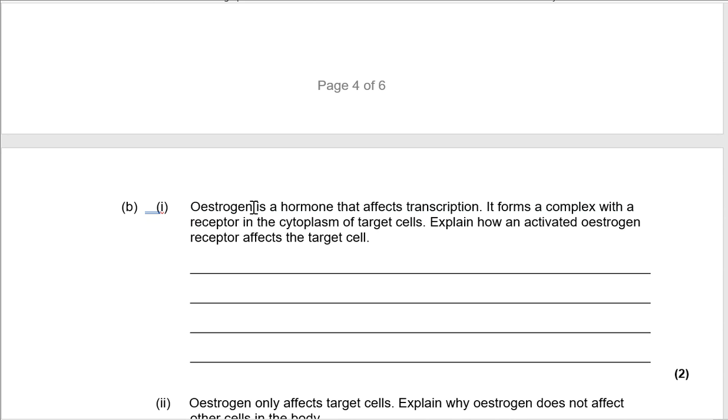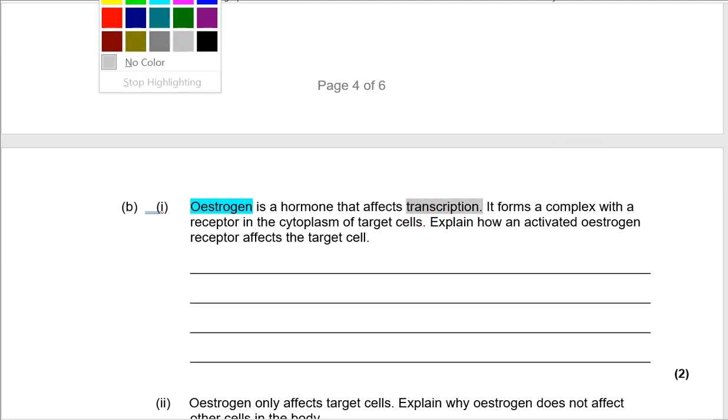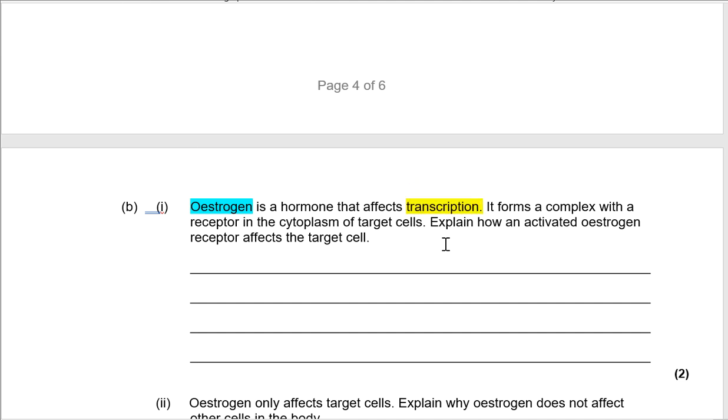Estrogen is a hormone, so it's talking about estrogen, and I know everything about estrogen. We know that it's lipid soluble, and it affects transcription. We know that it stimulates transcription. It forms a complex with a receptor in the cytoplasm of target cells, and this receptor is called the estrogen receptor.